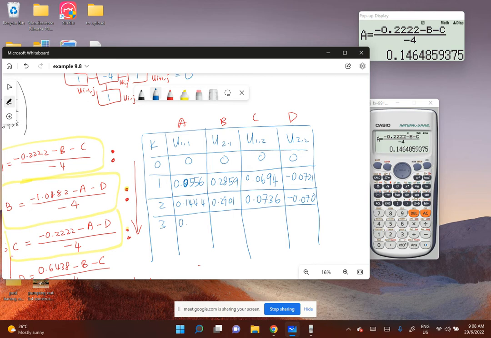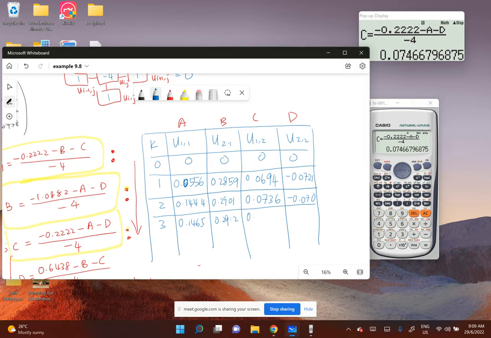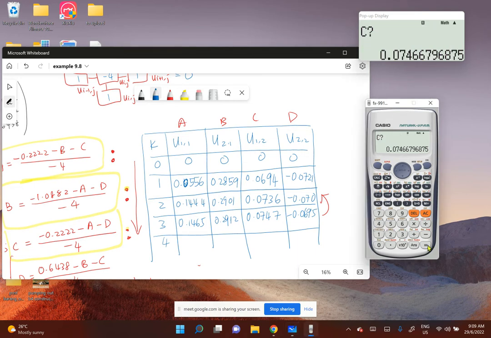A is 0.1465. B is 0.2912. And then this one is 0.0747. Negative 0.0695. Okay, so we cannot stop yet, because the difference between this one and this one is still more than 0.005. So we have to continue.